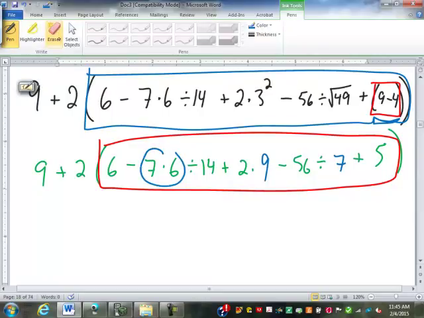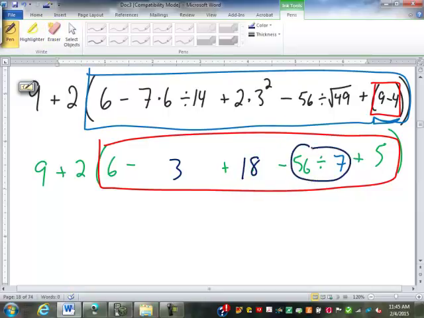7 times 6 is 42, so I'm going to take out the 7 times 6, replace it with 42. Now we have 42 divided by 14 right away, which is 3. So I'm going to erase that, replace it with a 3. 2 times 9, replace that with an 18. 56 divided by 7, we'll replace that with an 8. No more multiplication and division.